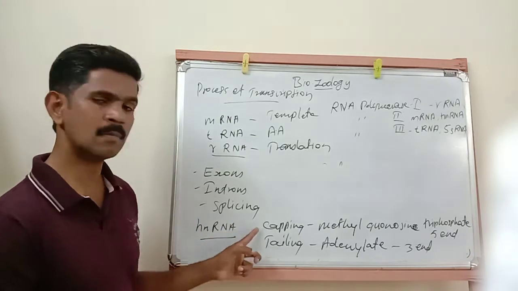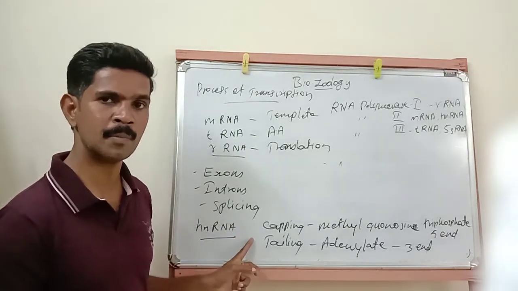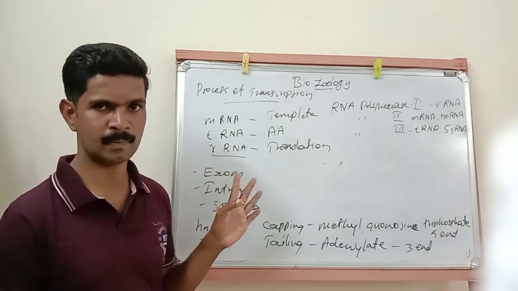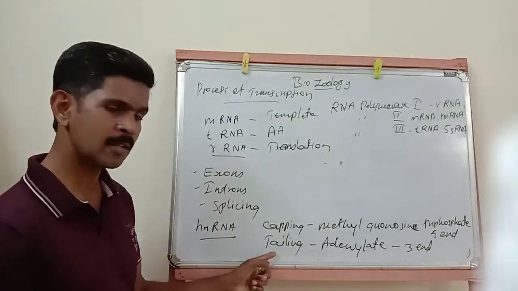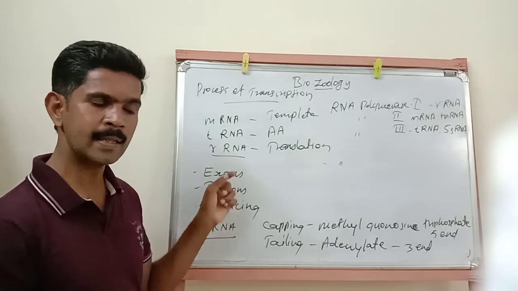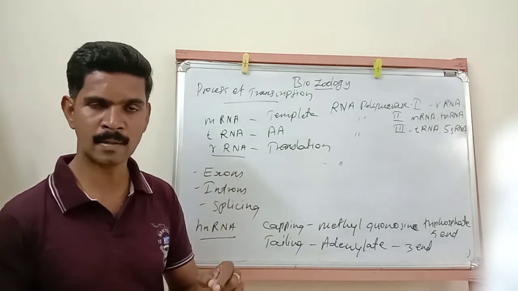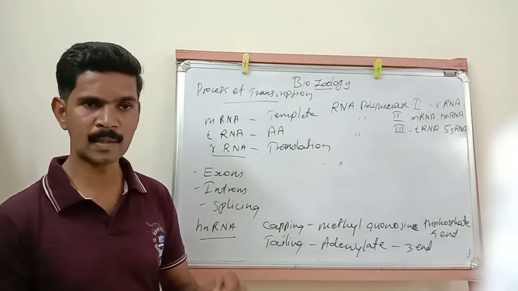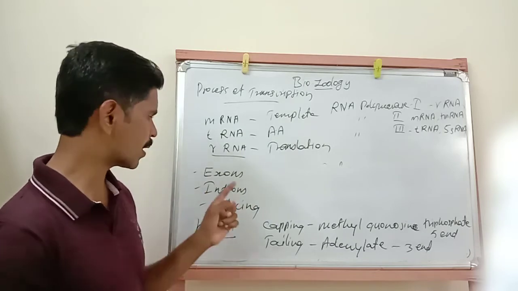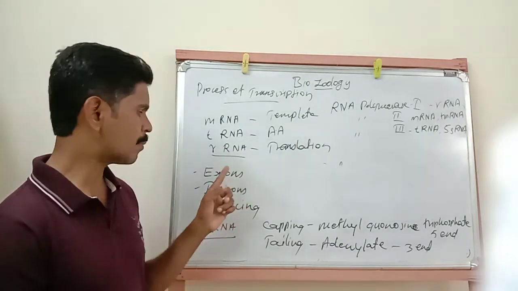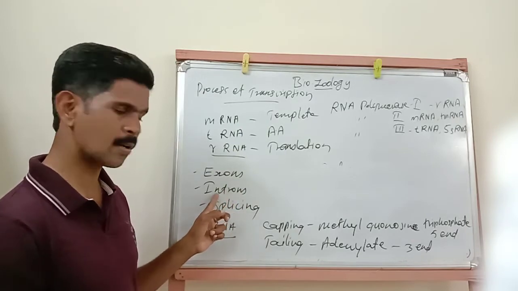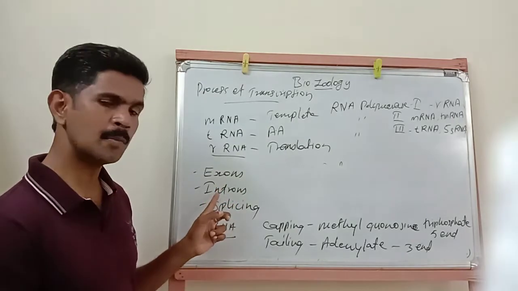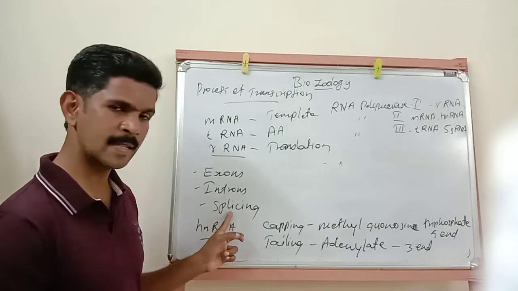All these terms are very, very important for 2-mark questions. So once again, repeat all these 2-mark questions. Exons mean, in some monocistronic structural genes, the coding sequences are called exons. Some non-coding sequences present in the monocistronic structural gene are called introns. And these introns are removed by a process called splicing.